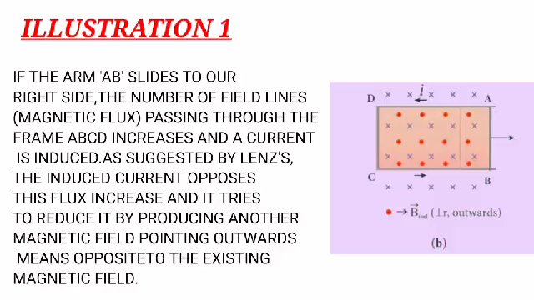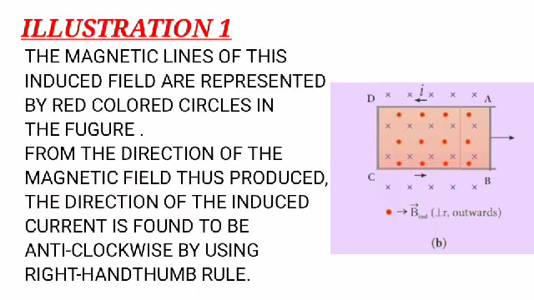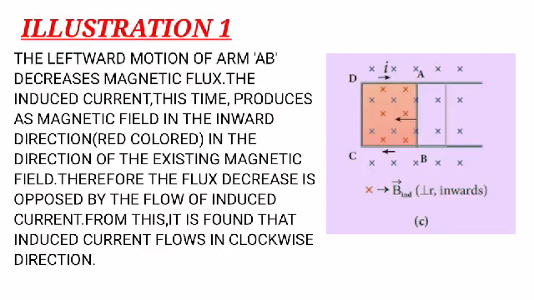If the arm AB slides to our right side, a number of the field lines linked with the frame increase. The induced current opposes this increase by producing another magnetic field pointing outwards, that is, opposite to the existing magnetic field. The magnetic lines of this induced field are represented by red colored circles in figure 4.6b. From the direction of the magnetic field thus produced, the direction of induced current is found to be anti-clockwise by using the right-hand thumb rule.